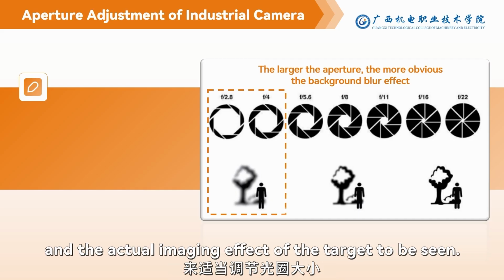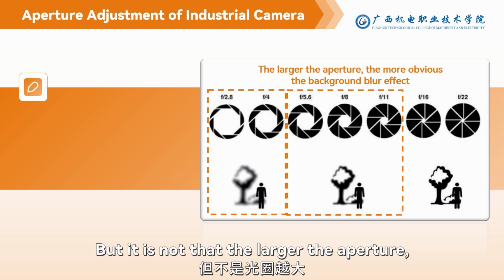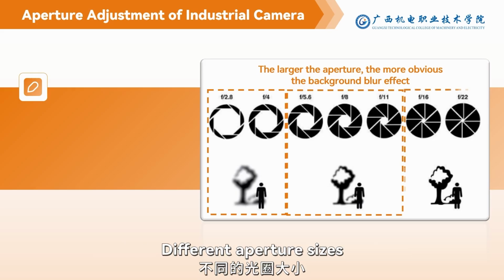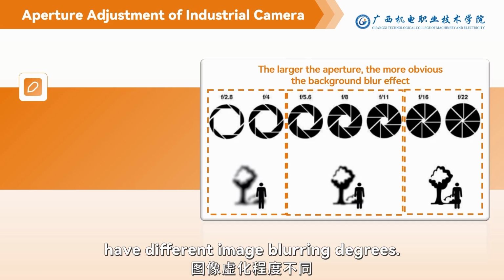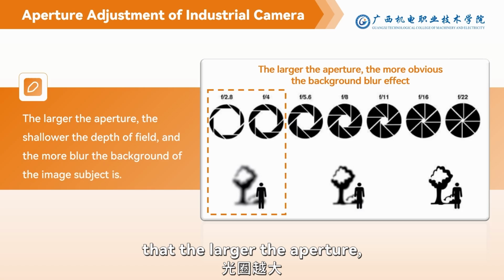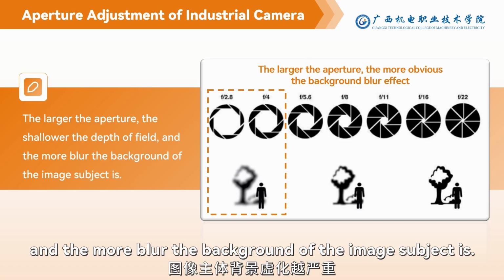and the actual imaging effect of the target to be seen. But it's not that the larger the aperture, the better the image. Different aperture sizes have different image blurring degrees. As shown in the figure, it can be seen that the larger the aperture, the shallower the depth of field, and the more blurred the background of the image subject is.